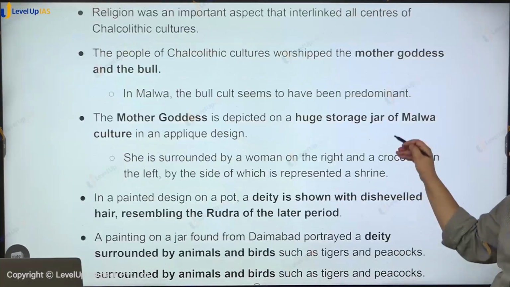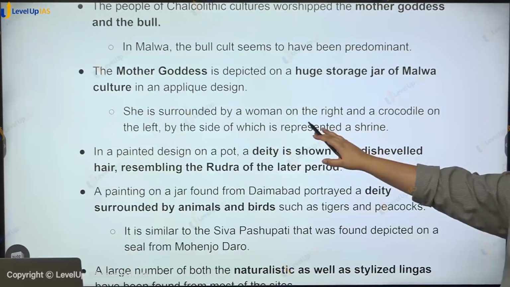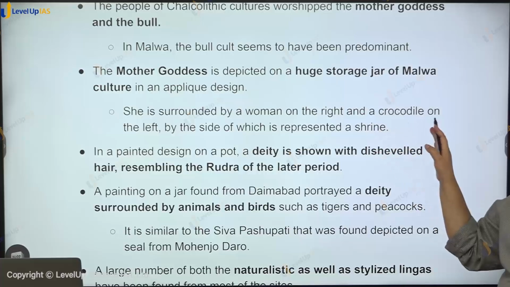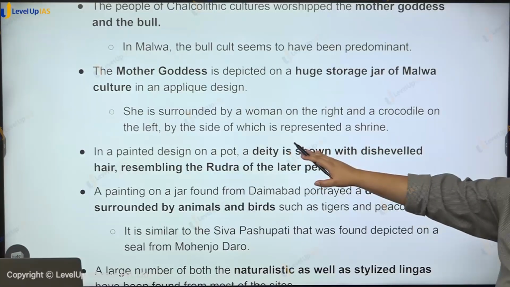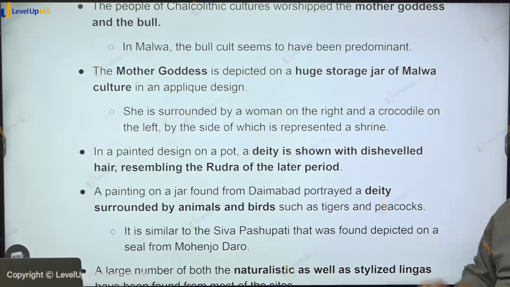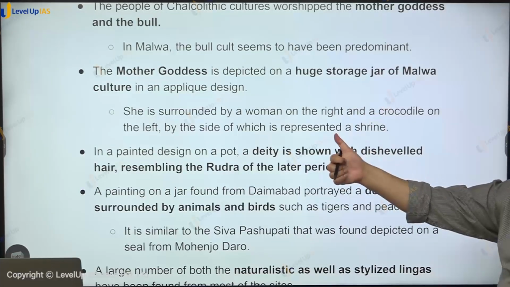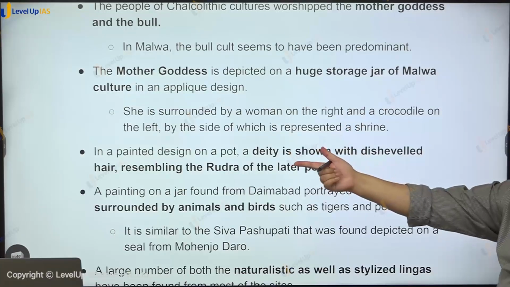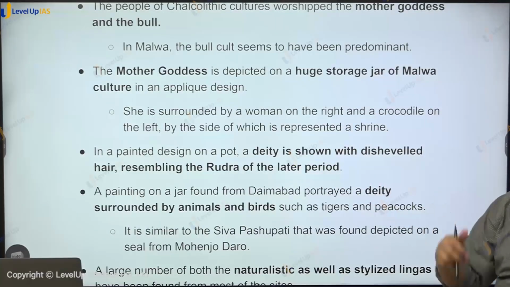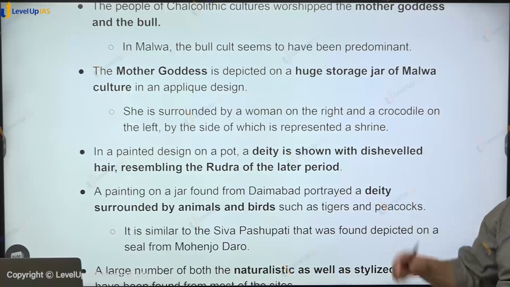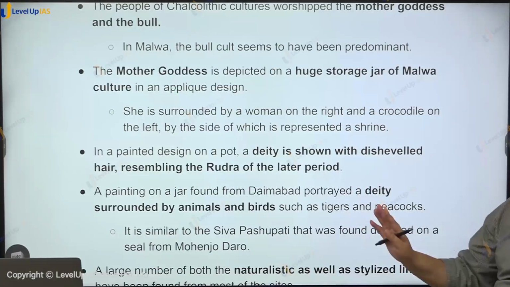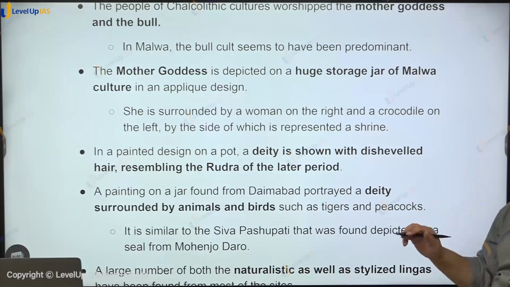और क्या दिखाया गया है इस जार पर? She is surrounded by a woman on the right and a crocodile on the left, by the side of which is represented a shrine. What does this indicate? First of all, fertility cult was present, female worship was present, and maybe idol worship may also be going on because of the presence of a shrine. But we cannot say for sure about the last one. पहले तो हम जानते हैं कि fertility cult present था, animal worship was also going on.